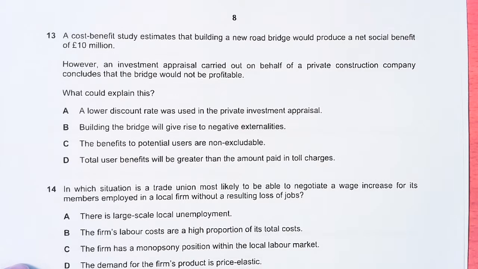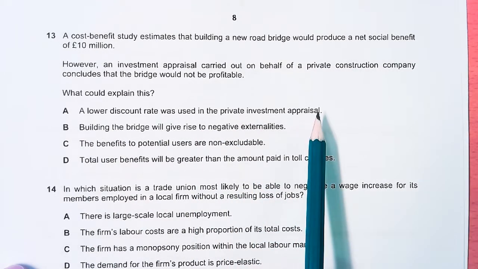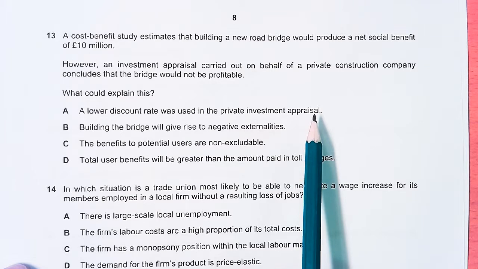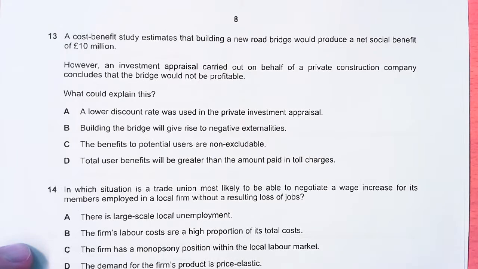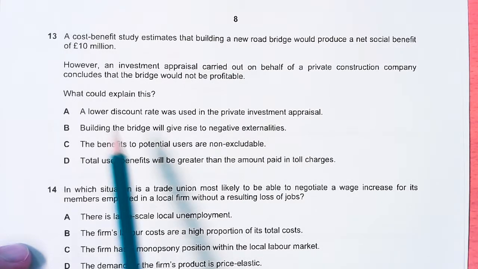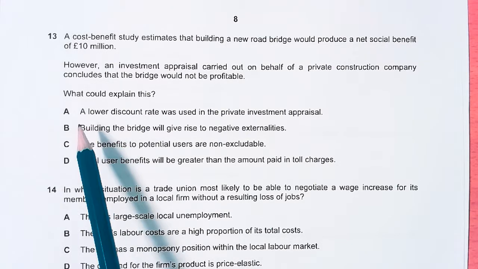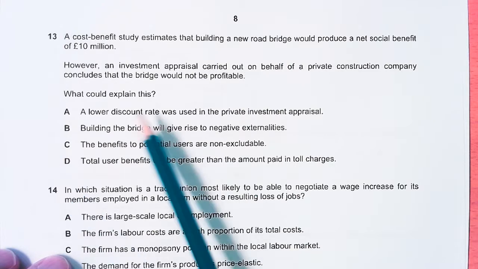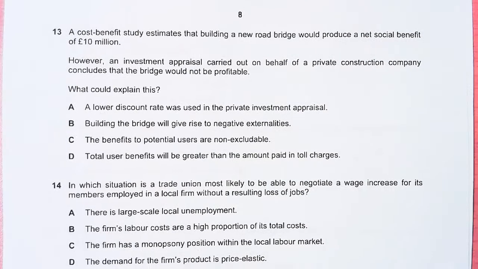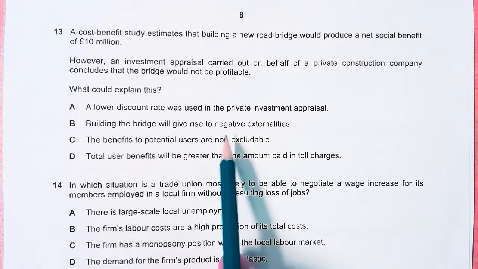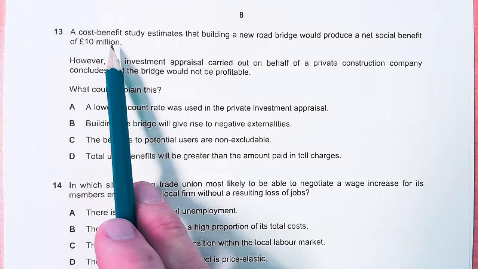Is it because a lower discount rate was used in the private investment appraisal? No, it would be more likely that a higher discount rate was used in the private investment appraisal if it wasn't going to be profitable. A lower rate would make it more profitable, remember it's the opposite of compounding interest. Okay, so if you're discounting at a lower rate, then you're going to make it more profitable. Building the bridge will give rise to negative externalities. Well, this has already been undertaken in the cost-benefit study, indicating a net social benefit. So no, it's not that.